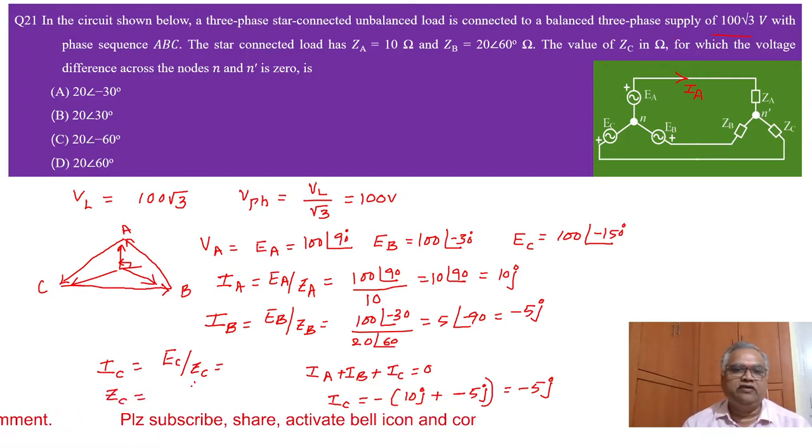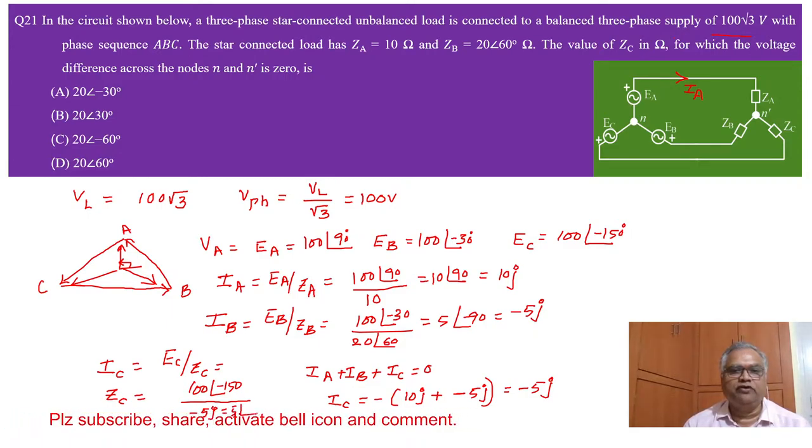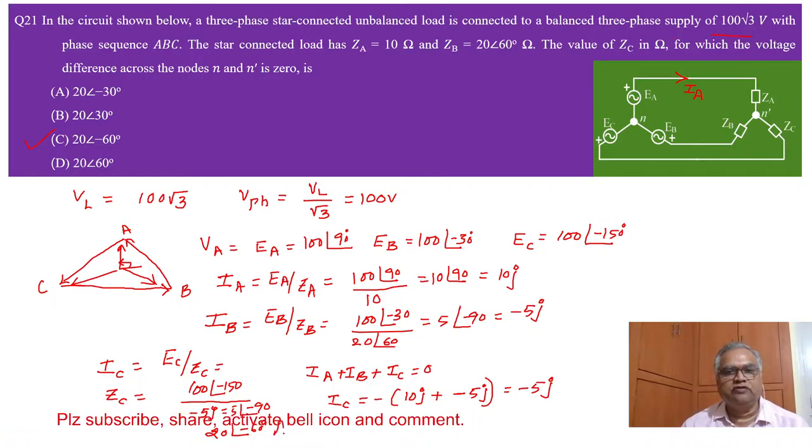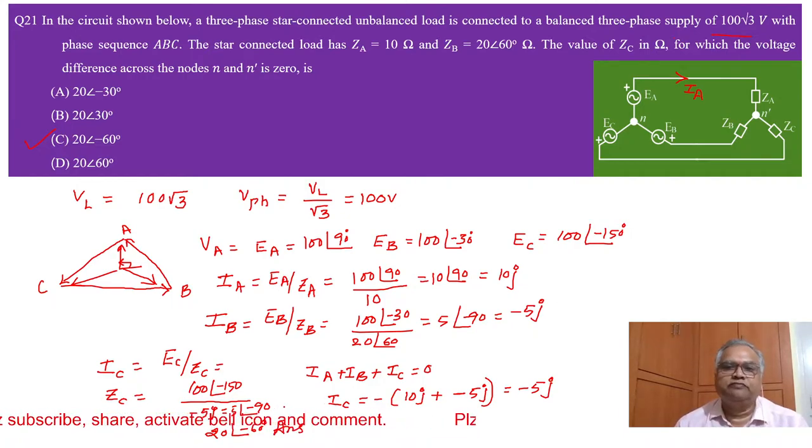But what we want to find is ZC. What is EC? 100∠-150 by IC. IC is -5j. Minus 5j is nothing but 5∠-90. So simplify, you will get 20∠-60. So 20∠-60 is the answer.